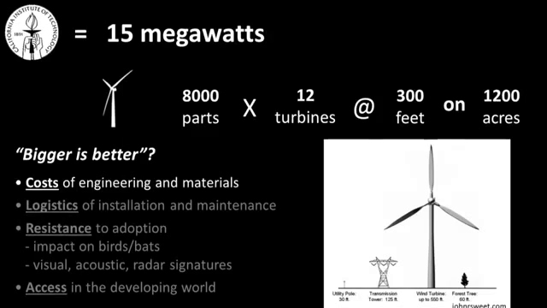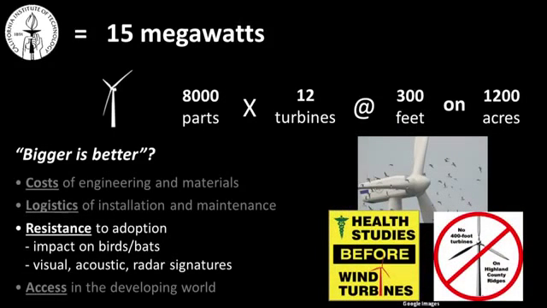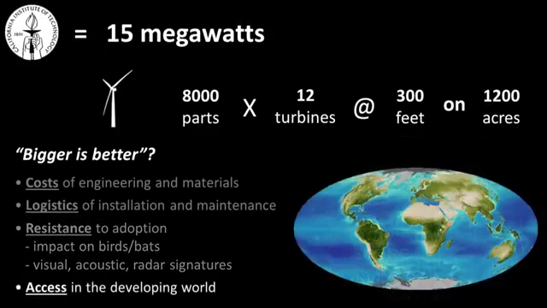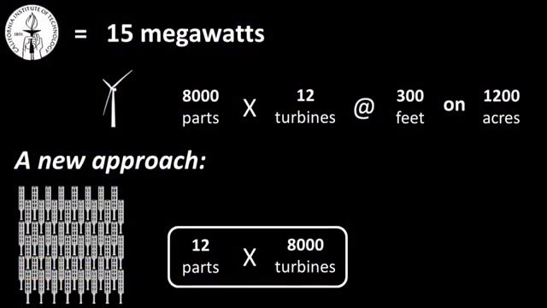The cost of the engineering, the logistics of installation and maintenance, resistance due to potential impacts on the landscape and environment, and also access in the developing world, where many countries simply don't have the infrastructure to deal with such large machines. So for this reason, we decided to turn the problem on its head, so to speak, and that initial equation we flip with the idea of simpler and smaller vertical axis wind turbines that would be used in very large numbers.